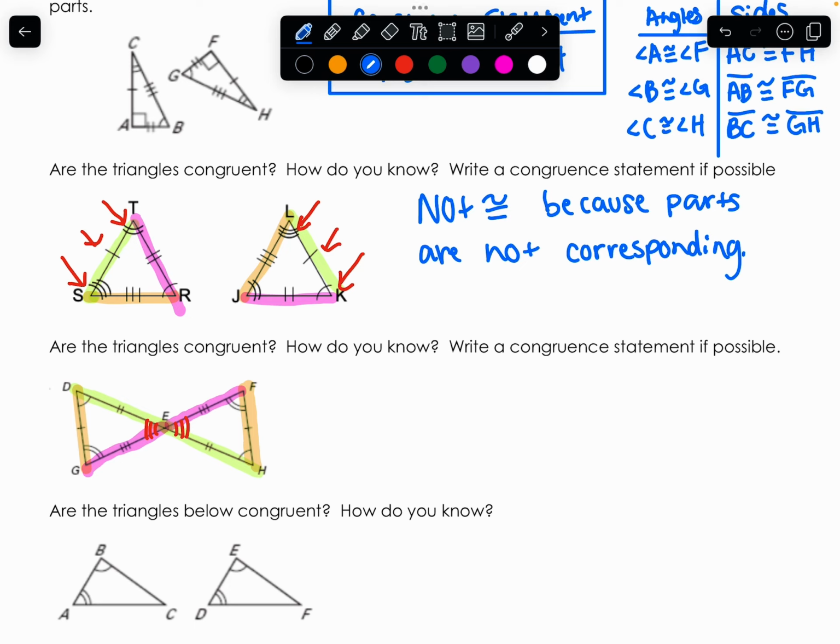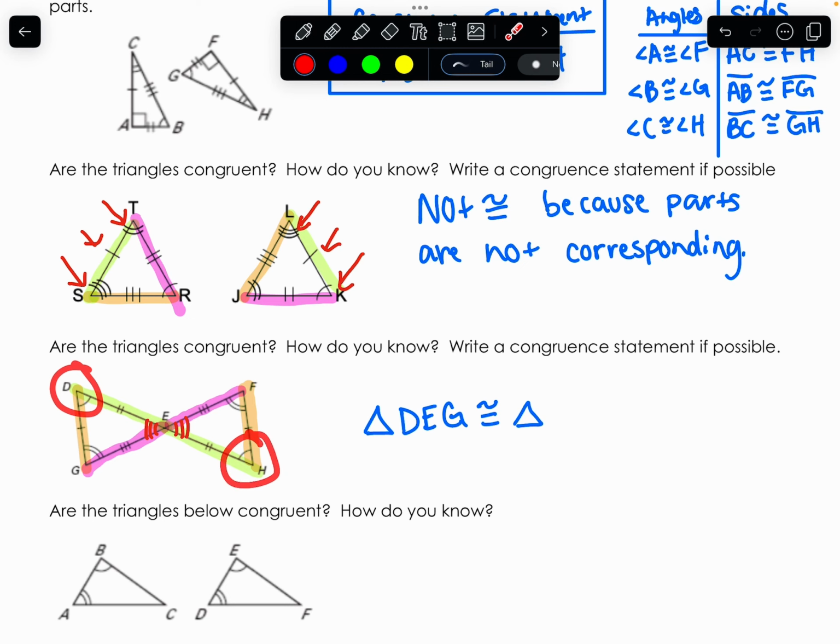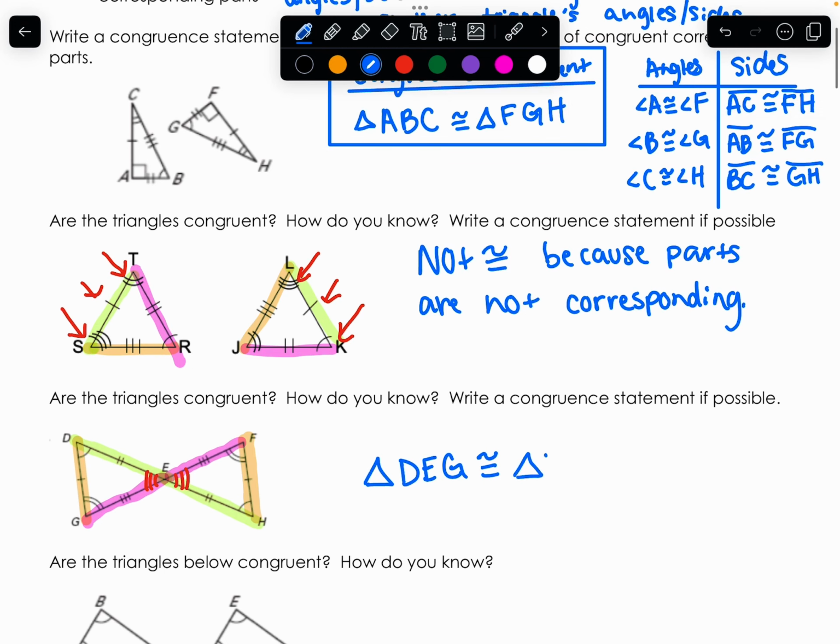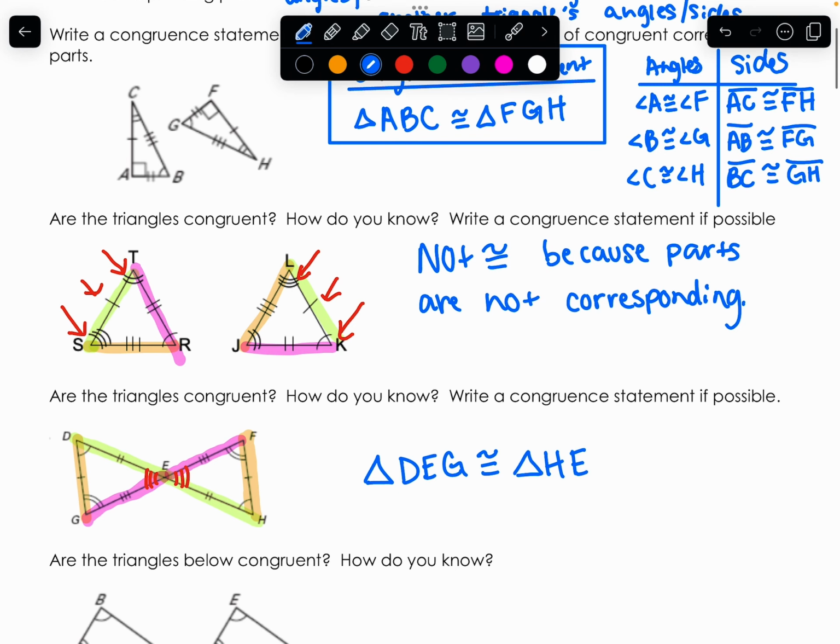So now we got to write a congruency statement. So we'll start with the triangle on the left. Triangle, and you can go with whatever order you want. I'm just going to say DEG is congruent to triangle. If I start with D, 1 arc, that matches 1 arc here. So H. E goes with E, and then G goes with F.